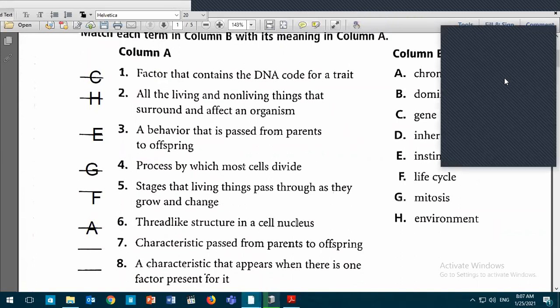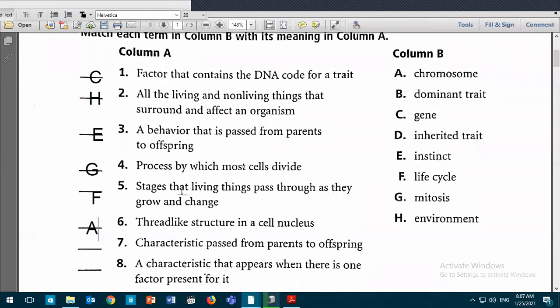Okay, guys, we have Uday. Uday, would you like to answer number 7? Characteristic passed from parents to offspring. Dominant trait. Really? Are you sure about that? We're in number 7. Characteristic passed from parents to offspring.